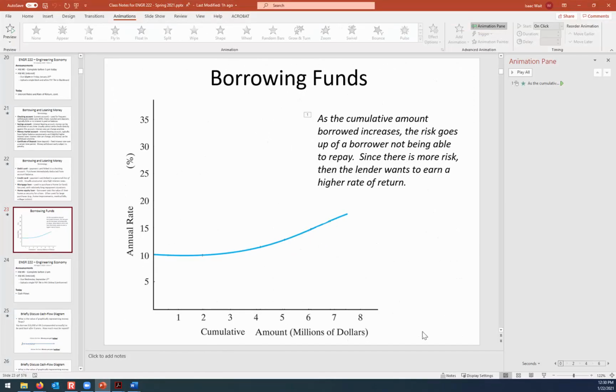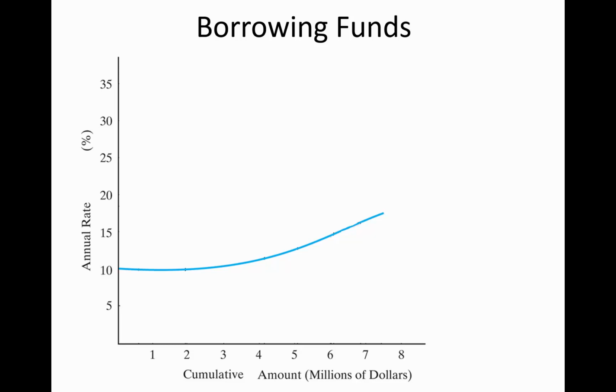Now that's what this figure is illustrating, is risk. And let me talk about it in detail here. On the horizontal axis is cumulative amount, and what it means is the cumulative amount that a company has borrowed. You can see this is in millions of dollars, so let's assume that it's a company that's borrowing the money and not an individual. Now this vertical axis is the interest rate on an annual basis that the company has to pay for the privilege of borrowing the money.